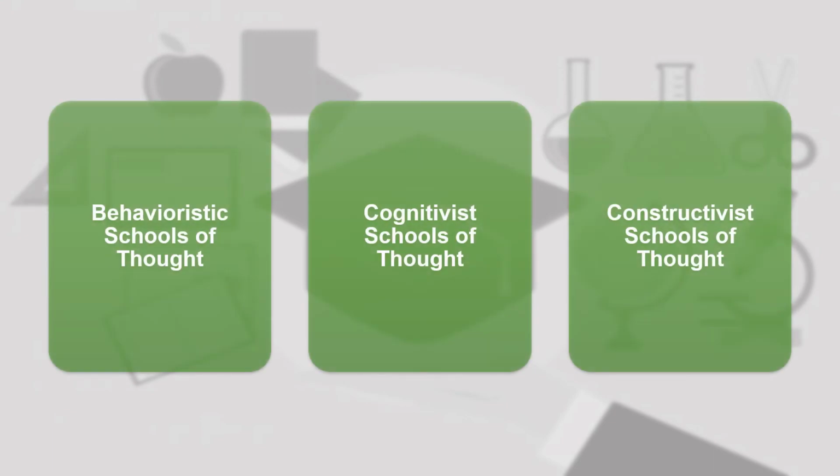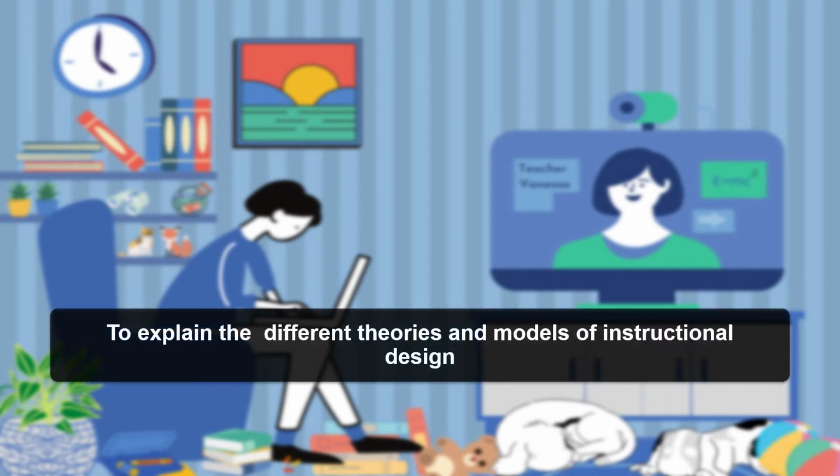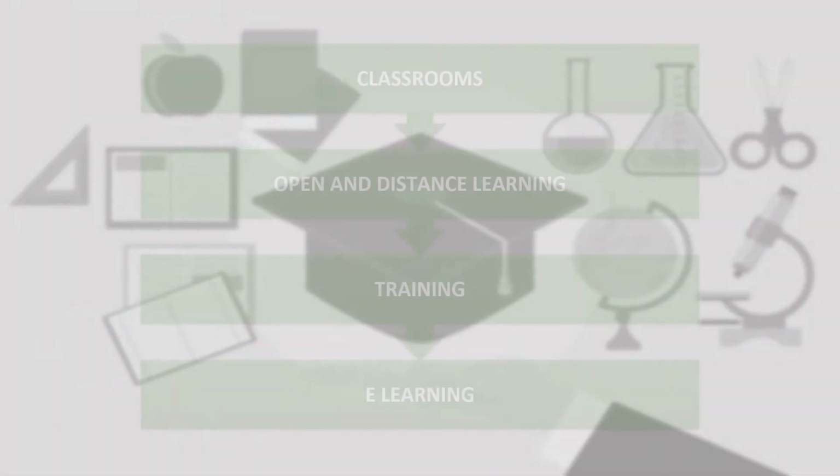After completing this course, the expected learning outcomes are that you should be able to discuss the concept of learning and instruction, and explain the theories of learning: the behaviorist school of thought, the cognitivist school of thought, the constructivist school of thought, as well as the implications of these schools of thought upon the design of instructional material. You will also be expected to describe different theories and models of instructional design, as well as different processes involved in designing instruction for distance learners. Another outcome is that you would be able to explain instructional design practices in the formal education system, that is, classroom teaching.